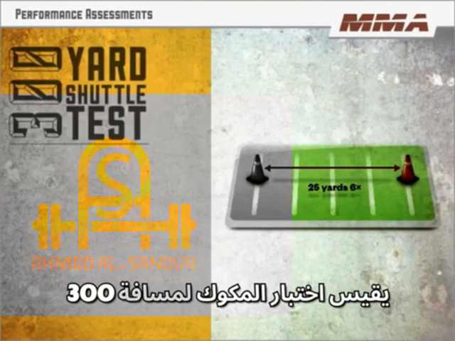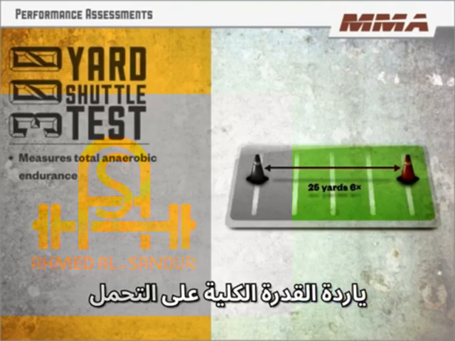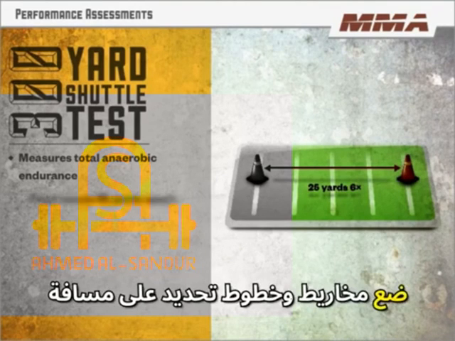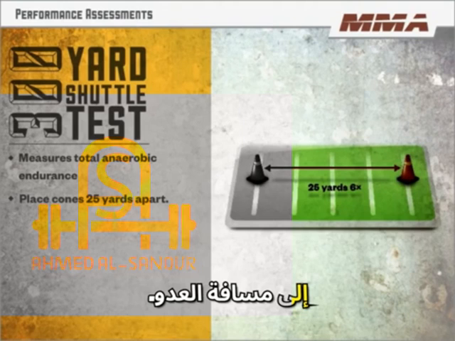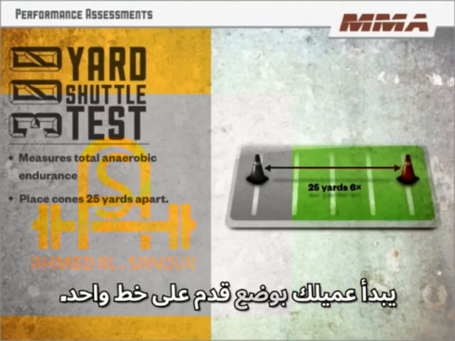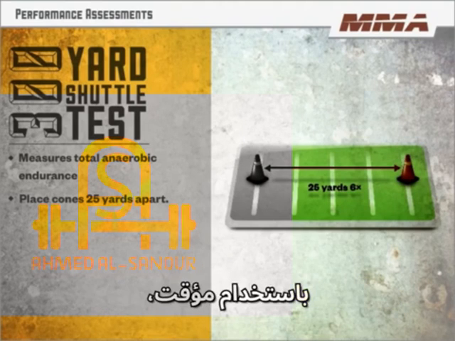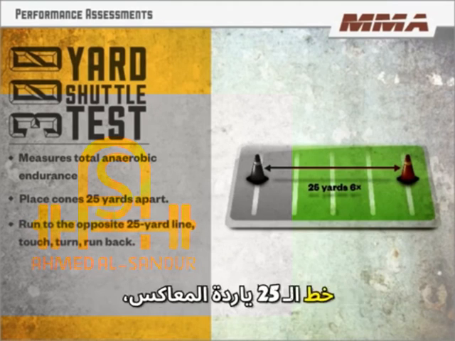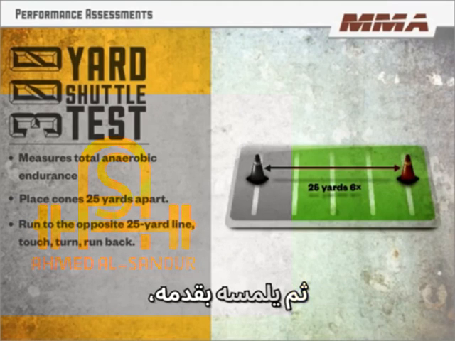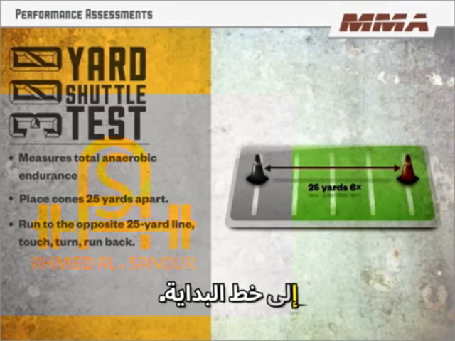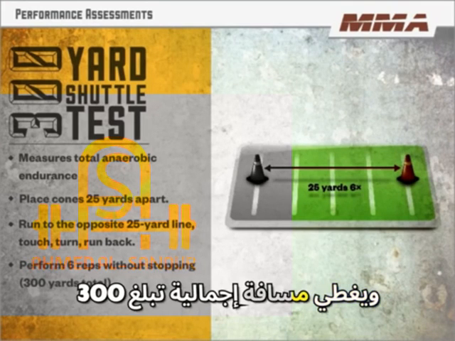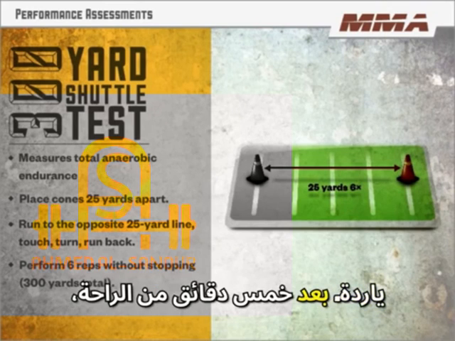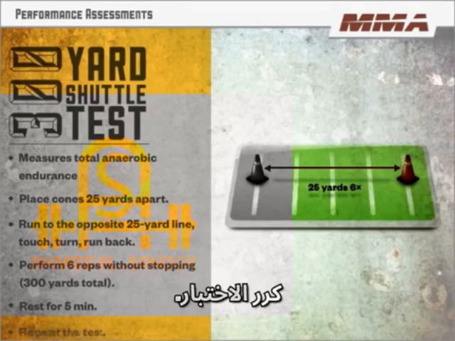The 300-yard shuttle test measures total anaerobic endurance. To perform this test, place marker cones and lines 25 yards apart like this to indicate the sprint distance. Your client starts with a foot on one line. Using a timer, instruct your client to run to the opposite 25-yard line, touch it with her foot, turn and run back to the starting line. Your client performs 6 repetitions without stopping, covering 300 yards total. After a 5-minute rest, repeat the test.